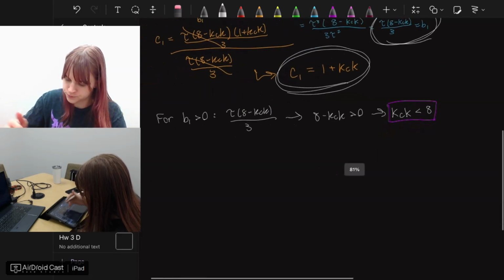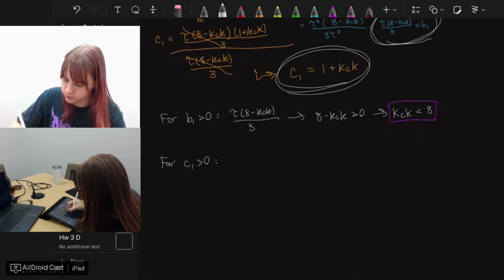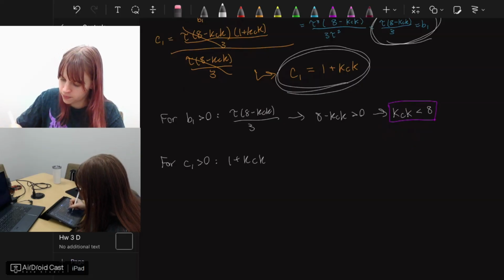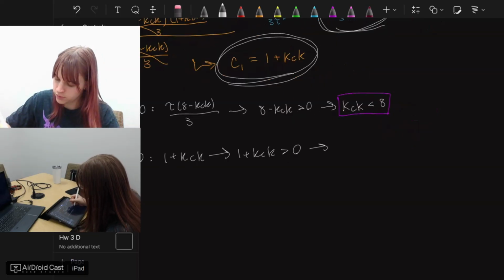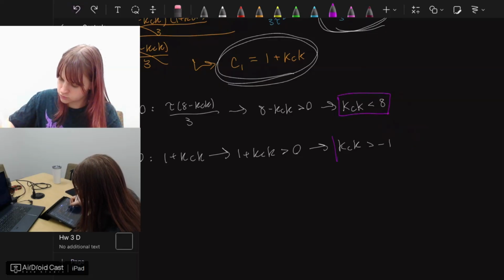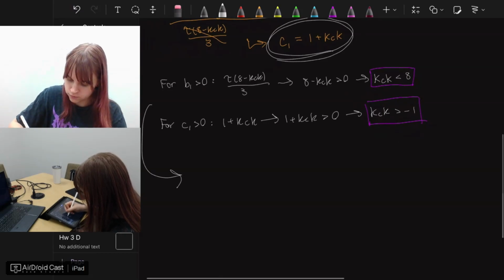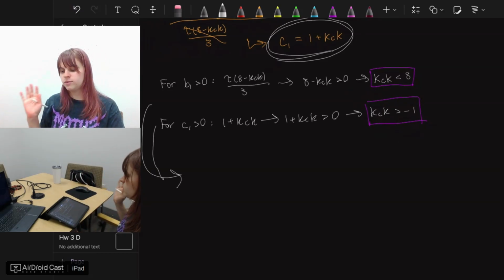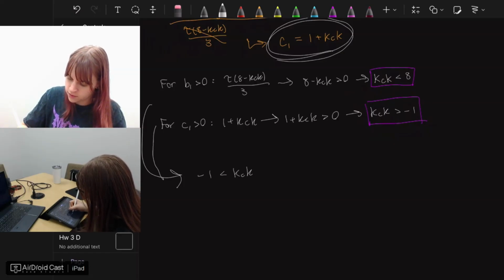And for C1 to be positive, our C1 was 1 plus KcK. So in order for 1 plus KcK to be greater than 0, we end up with KcK must be greater than negative 1. Due to these constraints, we know that KcK needs to be less than 8 but greater than negative 1, so we're left with negative 1 is less than KcK is less than 8.